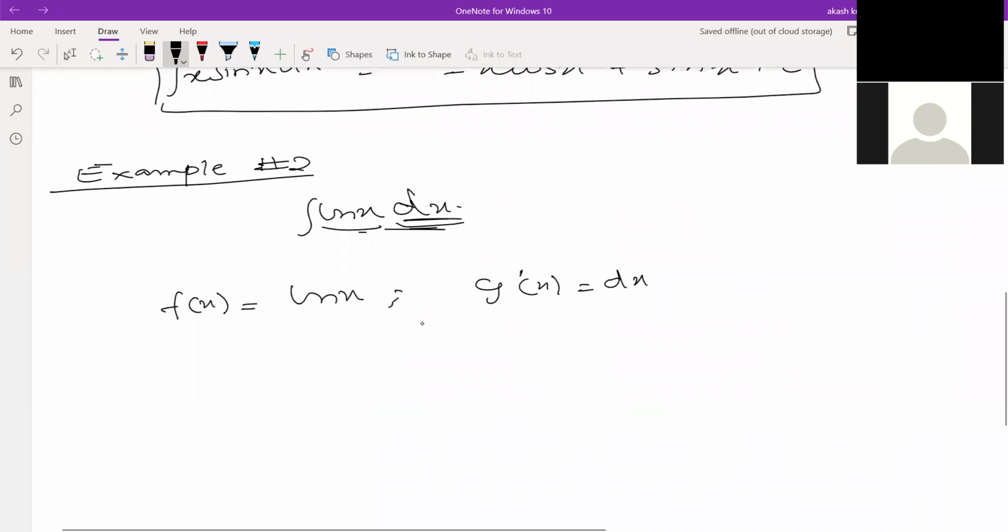So this is our f of x and this is our g dash of x. Now we need f dash of x. So what is the integral of ln x?